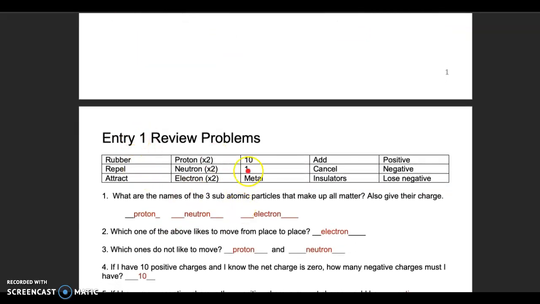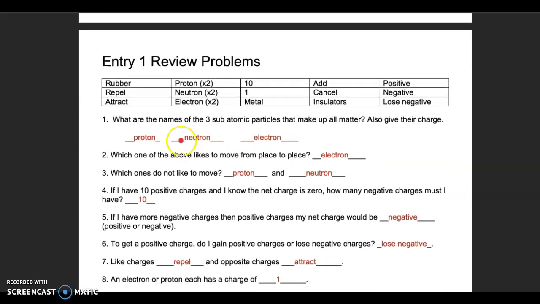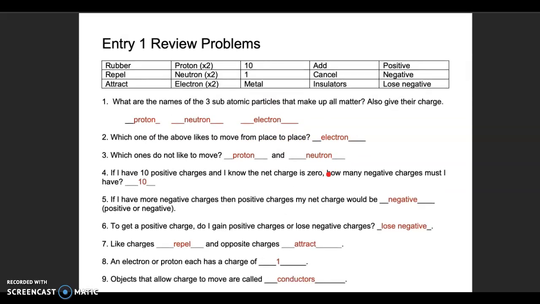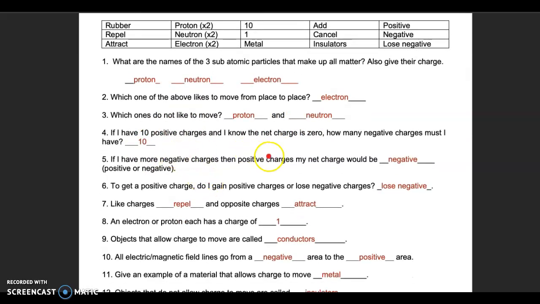Here we got some review problems. The answers are here. So 3 subatomic particles. There's protons, neutrons, and electrons. Electrons move, protons and neutrons do not. Net charge of 0, meaning if I have 10 positive, I have 10 negative. If I have more negative than positive, my net charge is overall negative.